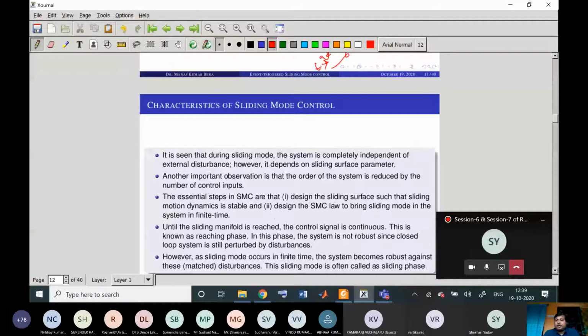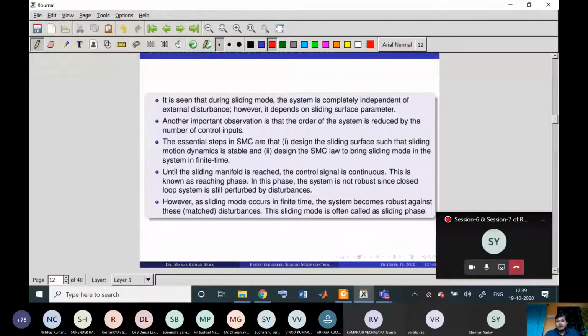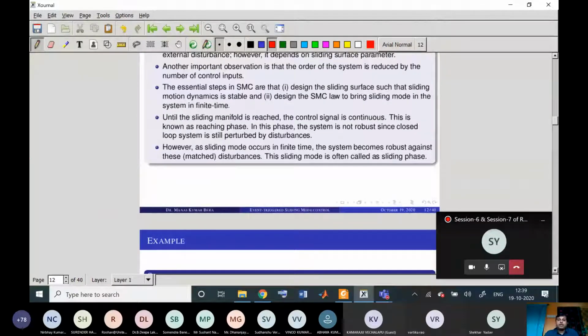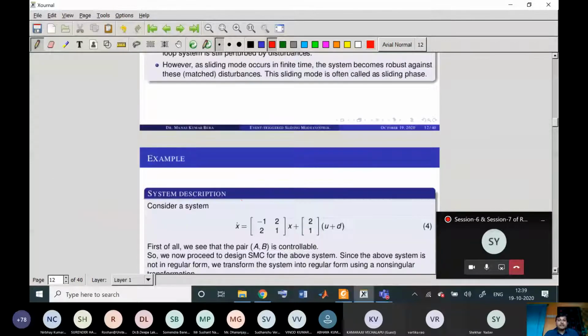Until the sliding manifold is reached, the control signal will be continuous. This is known as reaching phase. In this phase, the system is not robust, since the closed loop system is still perturbed by disturbance. But once the sliding mode occurs in finite time, the system becomes robust against these disturbances, and the sliding mode is often called the sliding phase. So it has two phases, one is reaching phase, another is sliding phase.